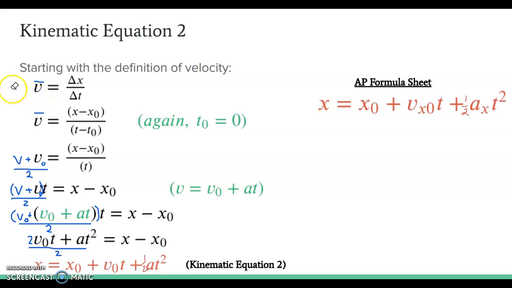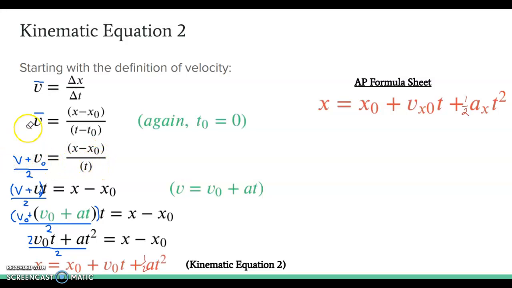Now, for an object with no acceleration, it's easy to say v is equal to delta x over t, but because we are now accelerating, we have to consider the average velocity over that interval. t naught is going to be 0, so that term goes away, and we end up with x minus x naught over t on the right-hand side.